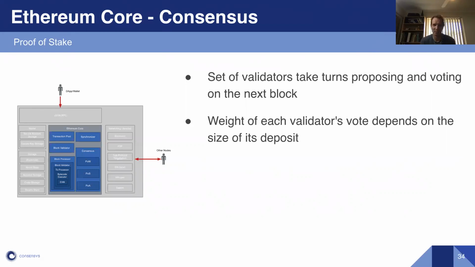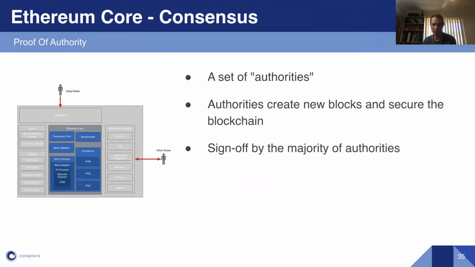The next algorithm or thing to think about is proof of authority. So having a set of authorities where authorities create new blocks and secure the blockchain, and some sort of sign off on by a majority of the authorities.